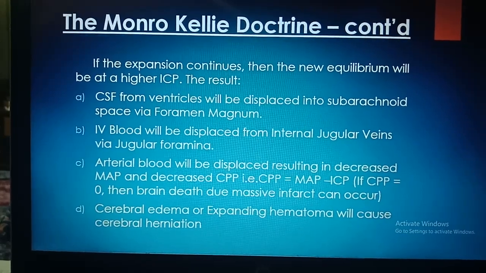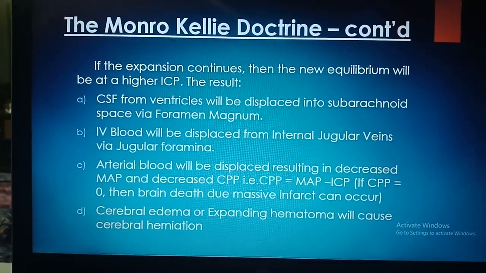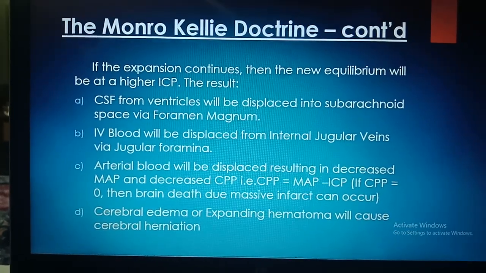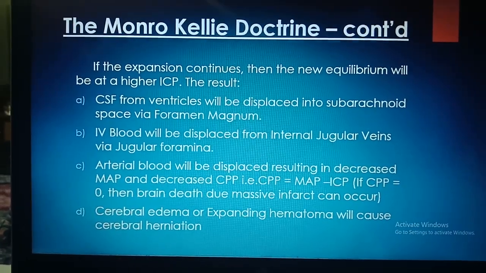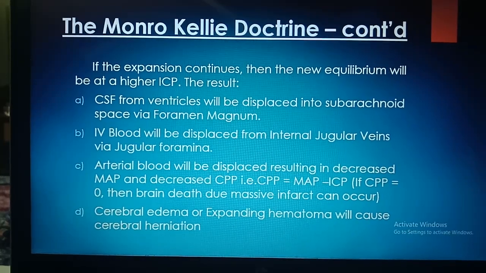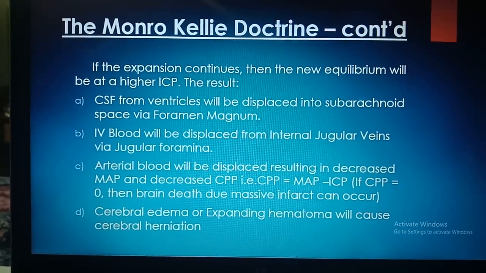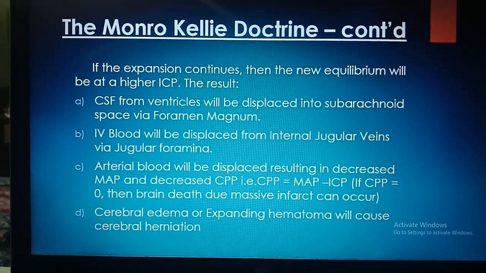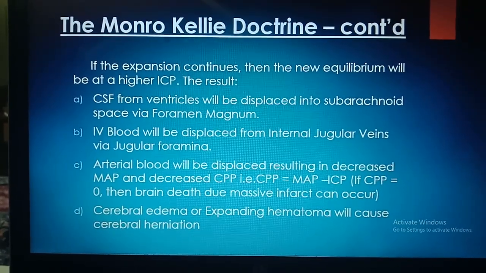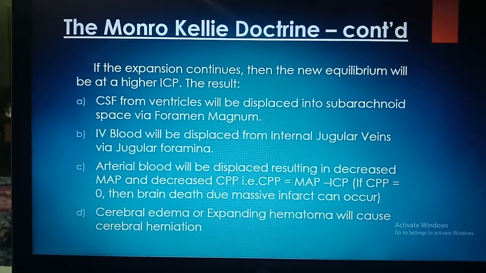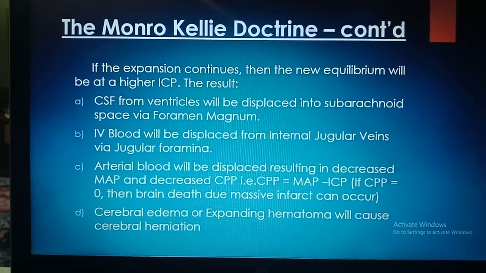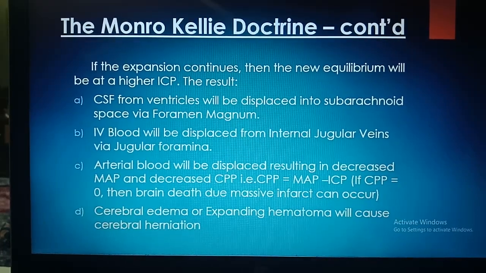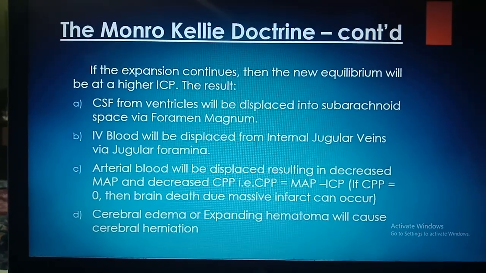So the arterial blood will be displaced later, and that will result in a decreased mean arterial pressure and a decreased cerebral perfusion pressure. That equation, as I already mentioned, is very important: whenever the mean arterial pressure decreases, the cerebral perfusion pressure will decrease. Now this equation also helps us understand that if the cerebral perfusion pressure is 0, then brain death can occur due to massive infarct.